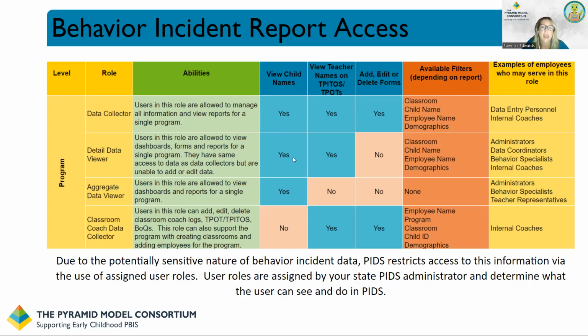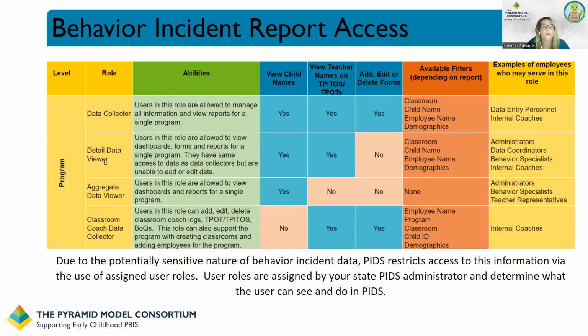Compared to the detailed data viewer and the aggregate data viewer, if we take a look at these roles, they both still can go into the system, access behavior incident report forms, and see the information, including child names and demographics associated with those behavior incidents. Okay, so those two boxes here are flagged yes. However, if I go over here, I can see that these ones are flagged no, indicating that they cannot add, edit, or delete forms. So they would not be somebody who has access to complete a behavior incident report, but they do have access to see it.